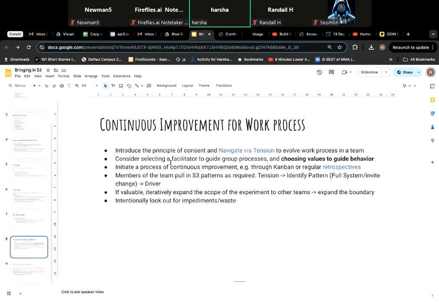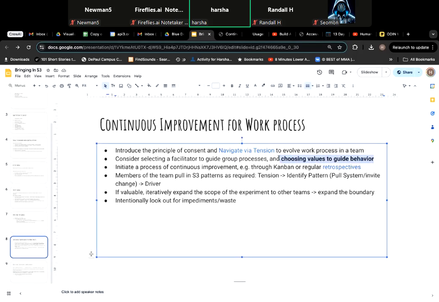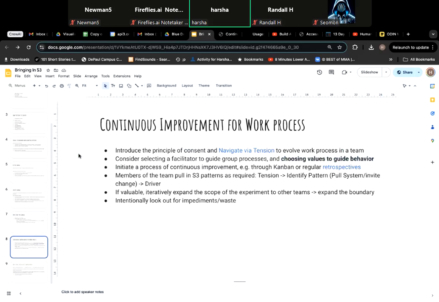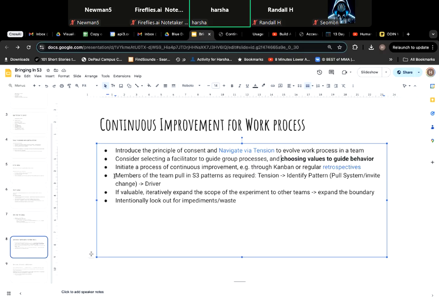Consider selecting a facilitator to guide group process and choose values to guide behavior. I think Nori went through a session where we talked about values, and one of the examples given was Amazon's values. So values almost seem like something we fall back on to resolve something that we are not sure of. So that is the second one.